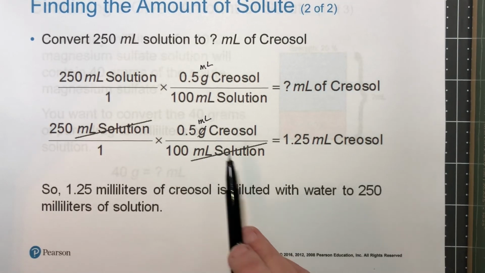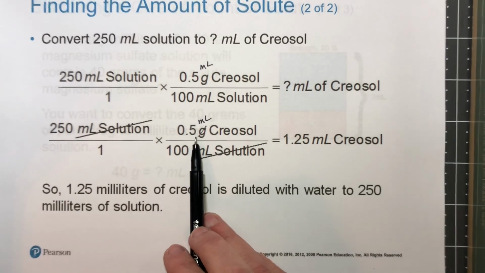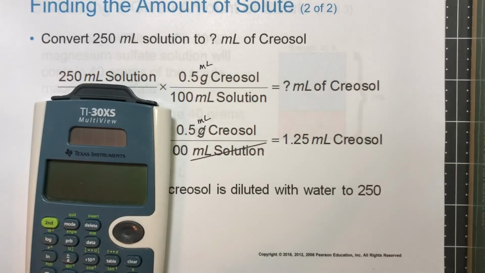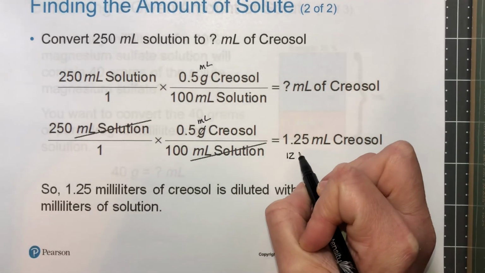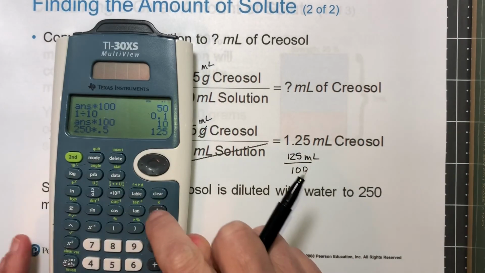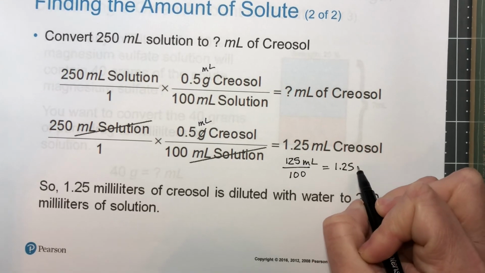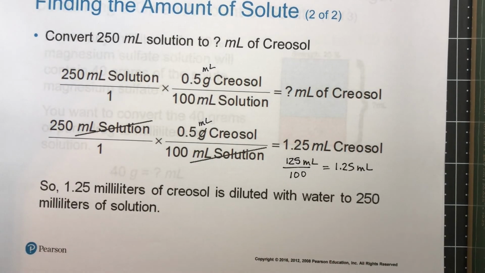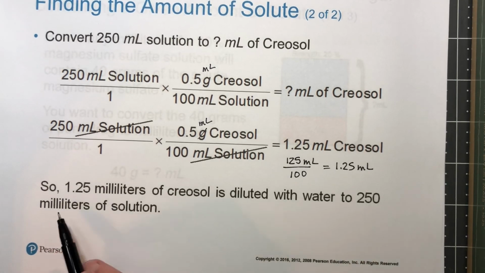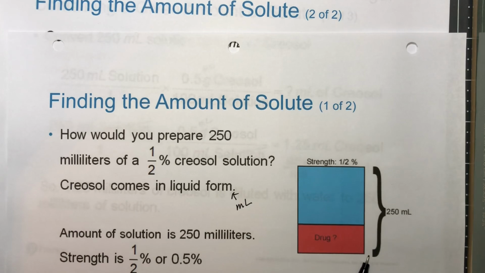So what we do is you take 250 times 0.5, because I'm multiplying straight across. 250 times 0.5 will give me 125 milliliters over 100. Do that division, divide by 100, and you get 1.25 milliliters of creosol. It's diluted with water to 250 milliliters of solution. So what we've just found is how we would prepare this much fluid at this strength.